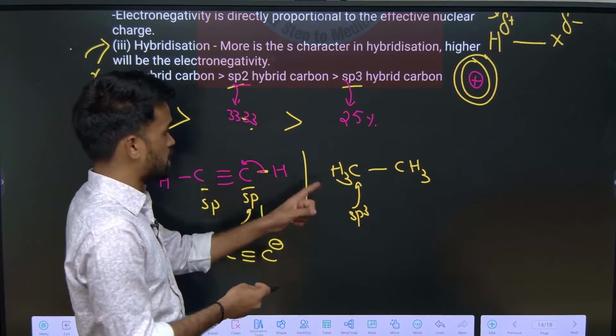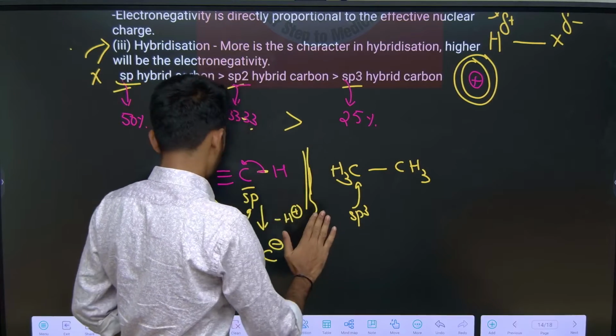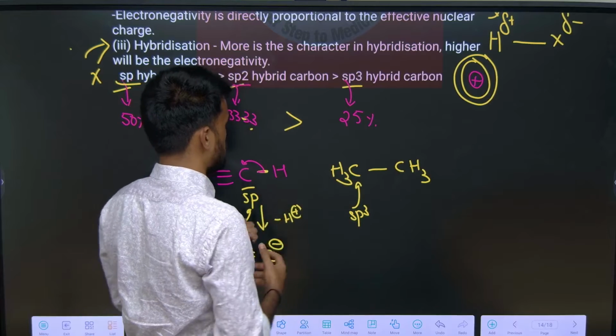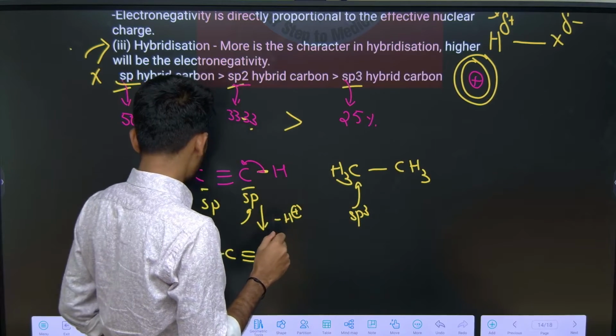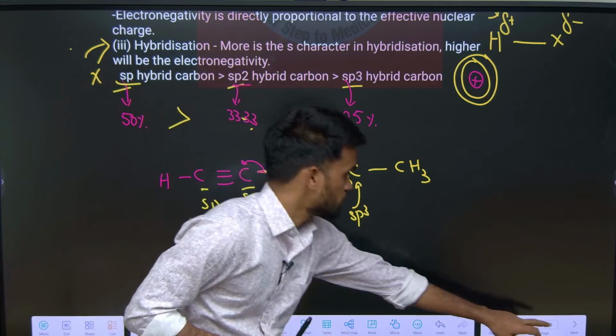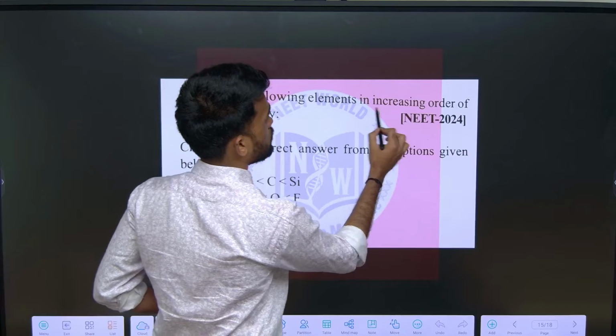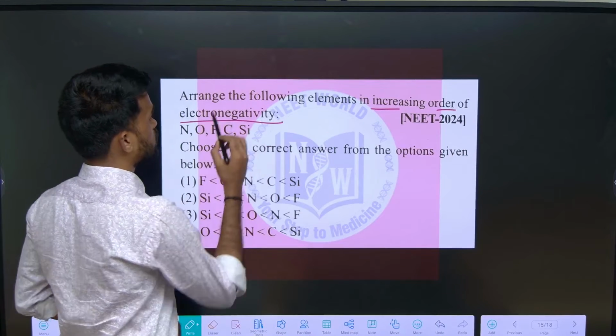So which is the more acidic compound out of these two? Alkynes are more acidic than alkanes or alkenes, we can say, because the electronegativity difference is more in case of alkynes. Okay, next, arrange the following elements in the increasing order of their electronegativity.